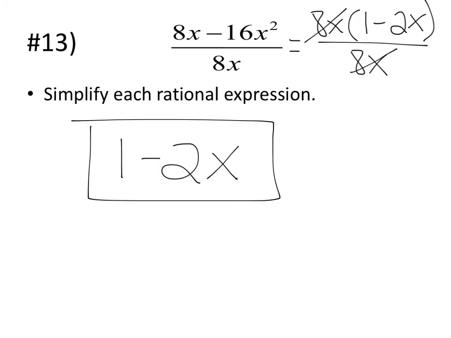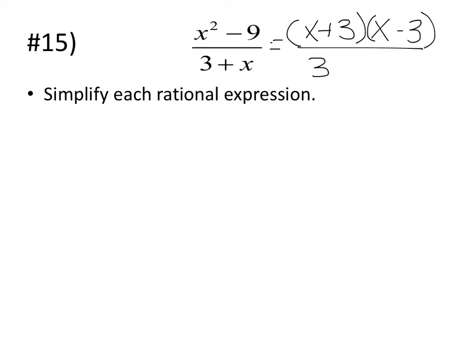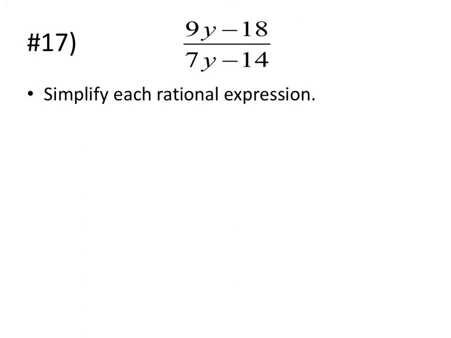So all you're going to do is factor and then cancel out anything that cancels out. So here, the numerator is difference of squares. So hopefully by now you can say this is just x plus 3, x minus 3. In the denominator, I can't really do anything. But x plus 3 and 3 plus x are the same thing. So those cancel, leaving me with just x minus 3. Okay, you really have to recognize difference of squares.